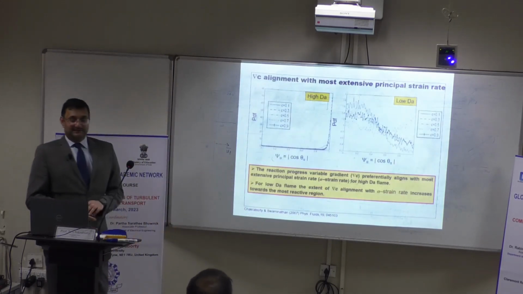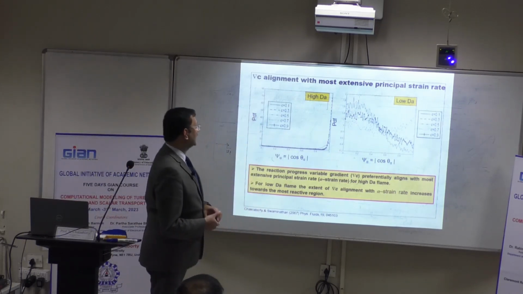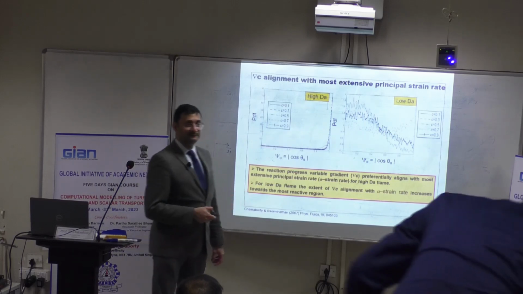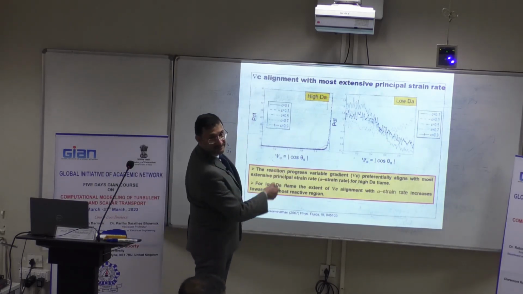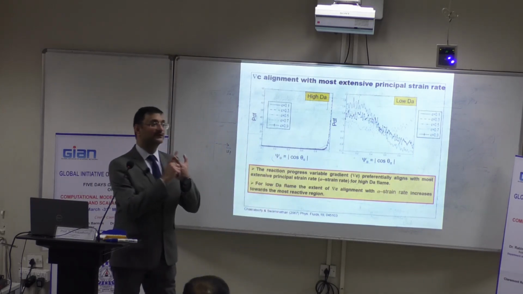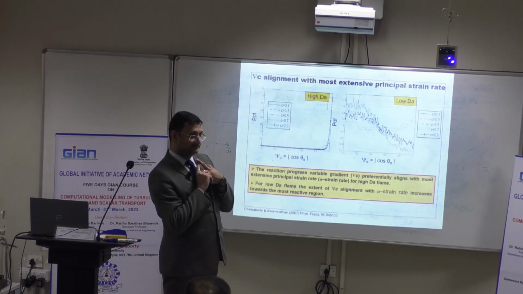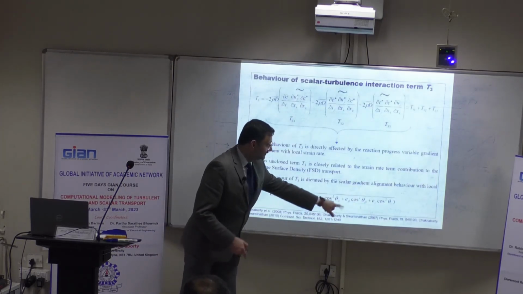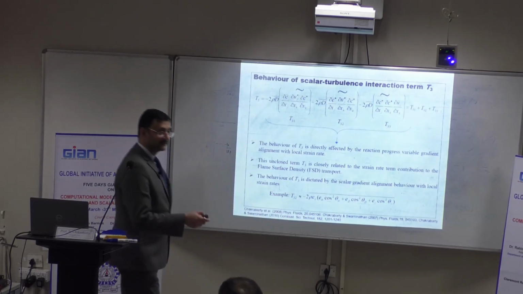Let's look at the probability density functions of these angles. This is the PDF of cos theta alpha. For the high Damköhler number case, you can see the peak is at 1, so basically showing predominant alignment with the most extensive principal eigenvector. Clear? Recall, if it is aligning with this, then these contributions are 0, and you are going to get T3 to be negative. That's what we got in that case.